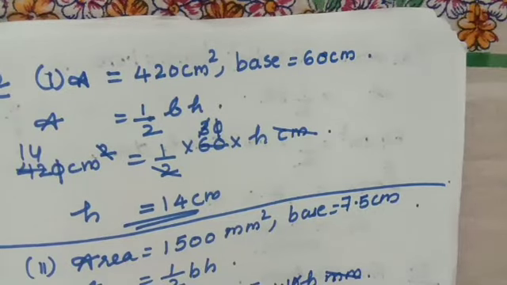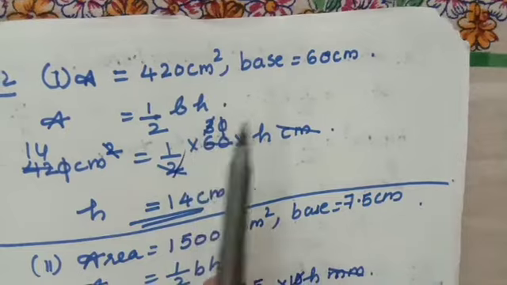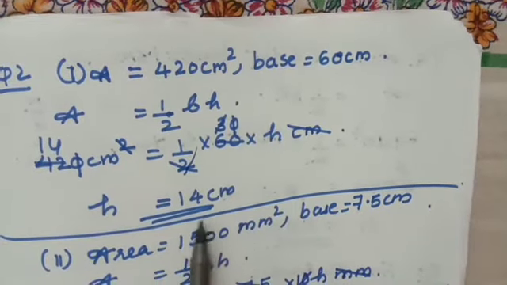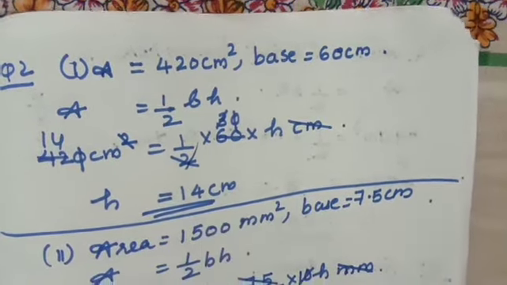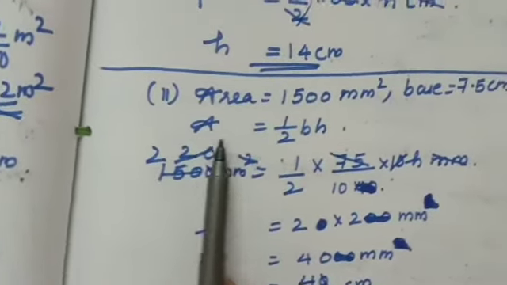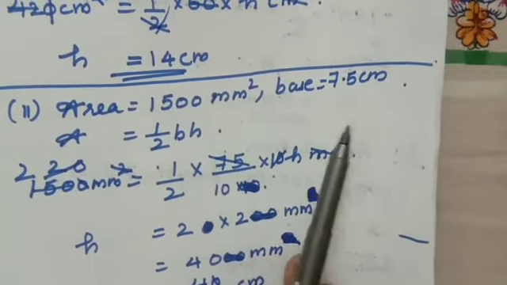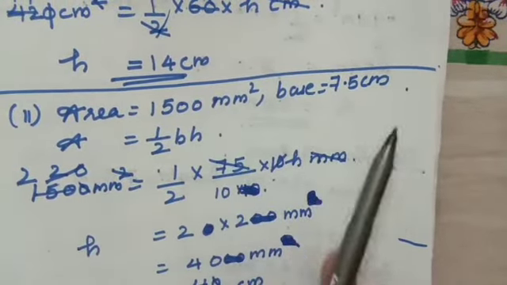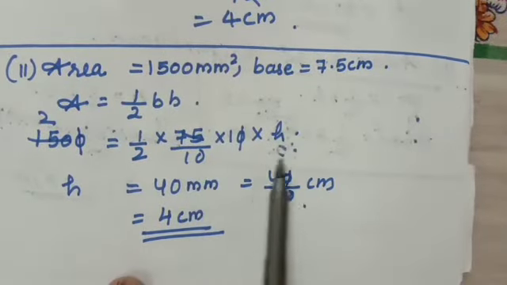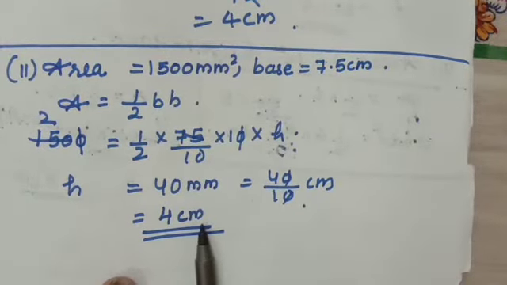Area given, base also given, you have to find out the height. Same formula, you put the value. You will get h equal to 14 centimeter. Second part, area given, base given, one is in millimeter, other is in centimeter. You convert and you will get 4 centimeter.